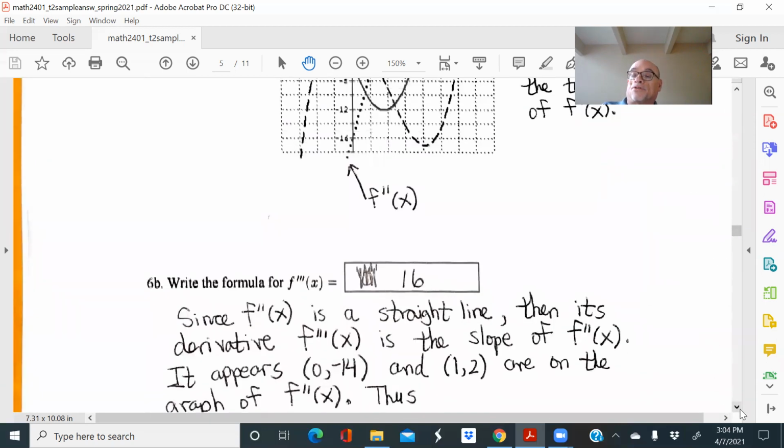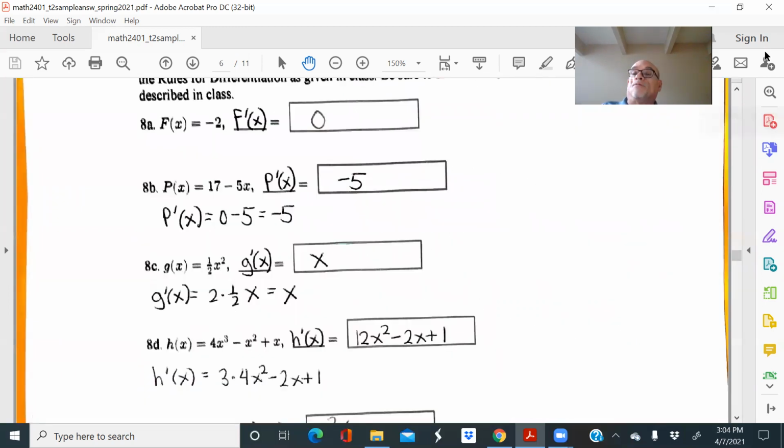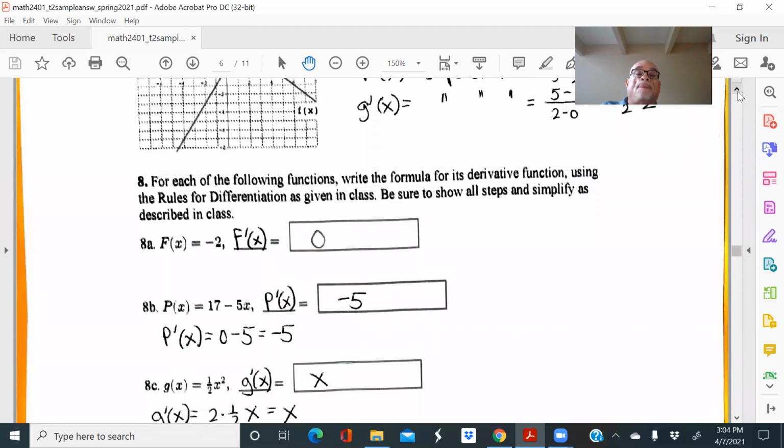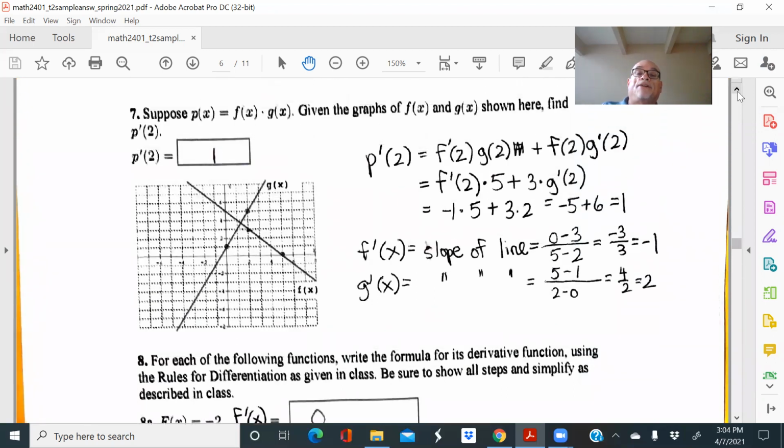Okay. Let's see one more sort of graphical question, I think, and then we'll move on to some different sorts of things. So this question number 7 is, we had a homework problem similar to this one. Suppose we've got a function named p, and it happens to be the product of these two functions f and g. Unfortunately, I don't have the formulas for f and g.